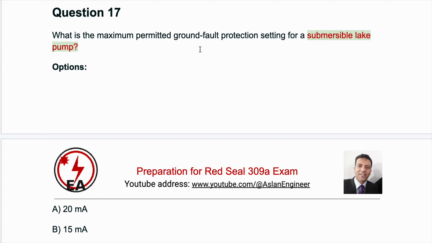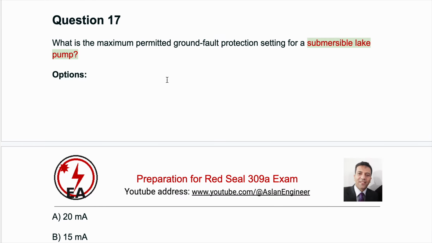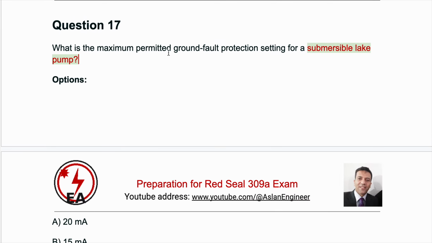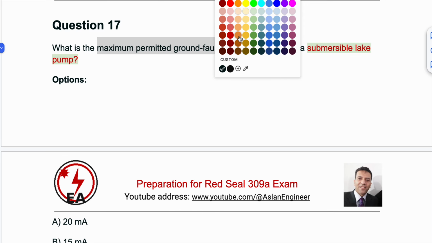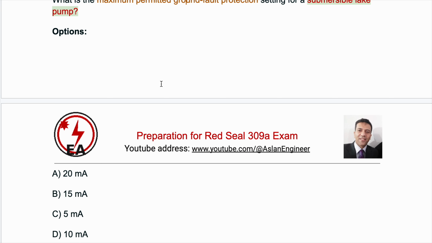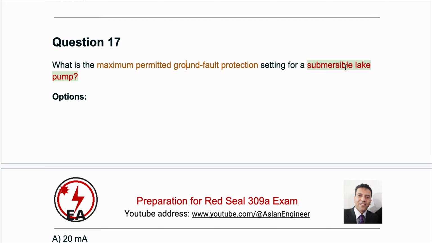After a while of working, if you're well mentored, you can find out what kind of information you can find in each section. Okay, submersible lake pump, maximum permitted ground fault protection. We need to find out about the maximum for the submersible. I know that you can find submersible lake pumps in Section 26.